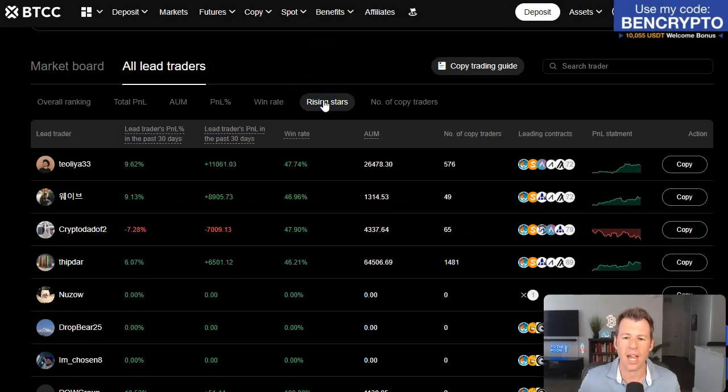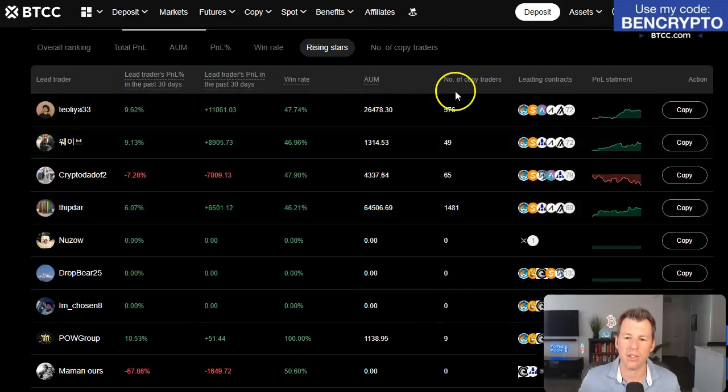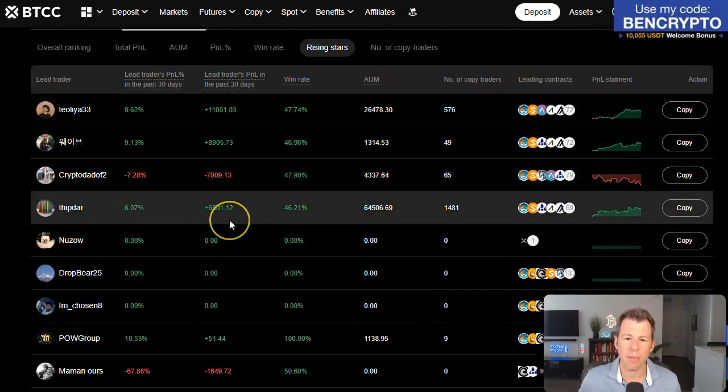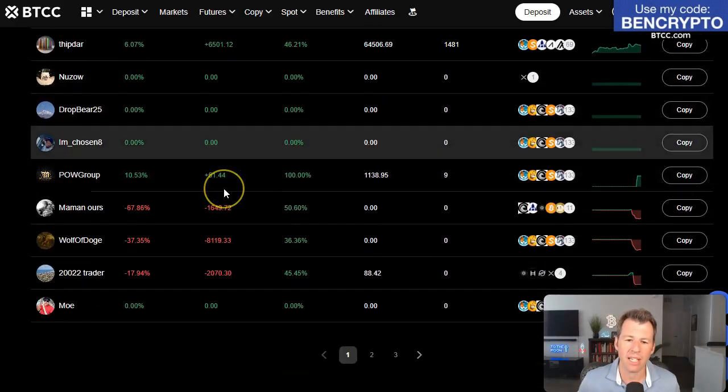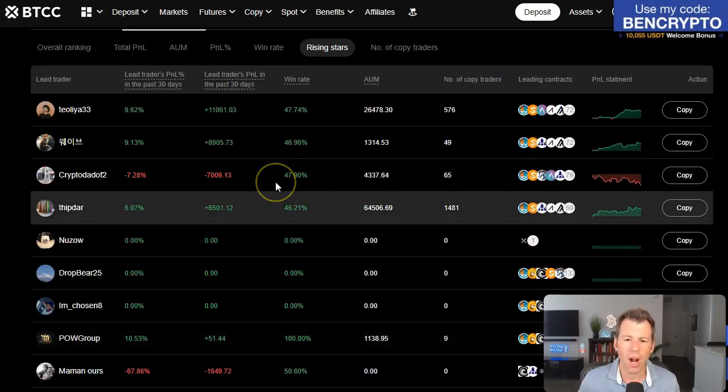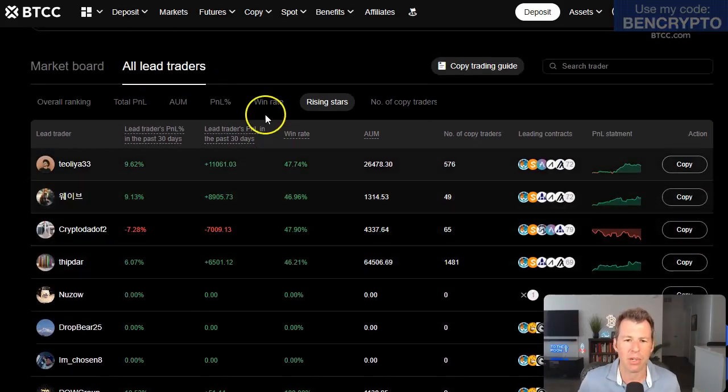Rising Star, same thing. So you have a few big traders. This trader, they each have $25,000 and $65,000 under management. They have at least 500 people copy trading both of them, but the other people down here again are kind of newer. Some of them have only logged a couple trades. So Rising Stars, again, not that much information.